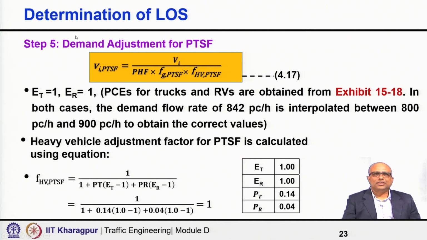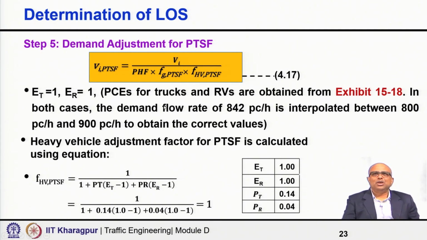Now, the next step is determination of percentage time spent following. For that, again we need to do the volume adjustment factor, very similar, but only the correction factors will be different, and we have to refer to different exhibits to pick up the values.